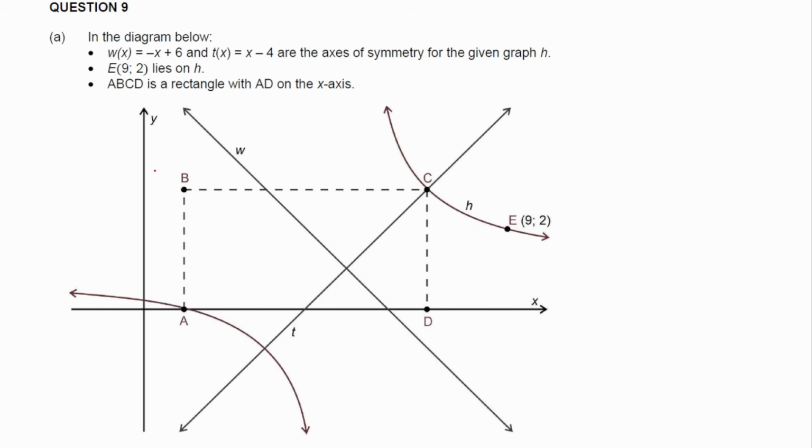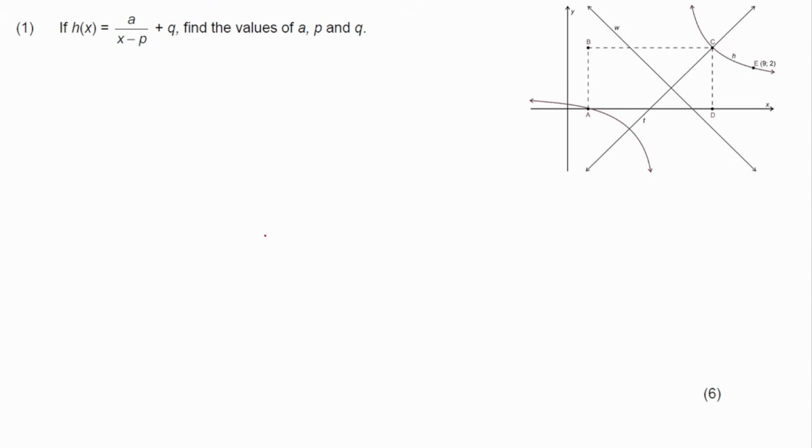Good. Over here, we're given the function w of x. We're given the function t of x, which are both straight lines, and they're both axes of symmetry for the given graph h. This given graph h over here is a hyperbola. We're given the point E, it's over here, and it lies on h. And ABCD is a rectangle with AD on the x-axis. So that's our information for the question.